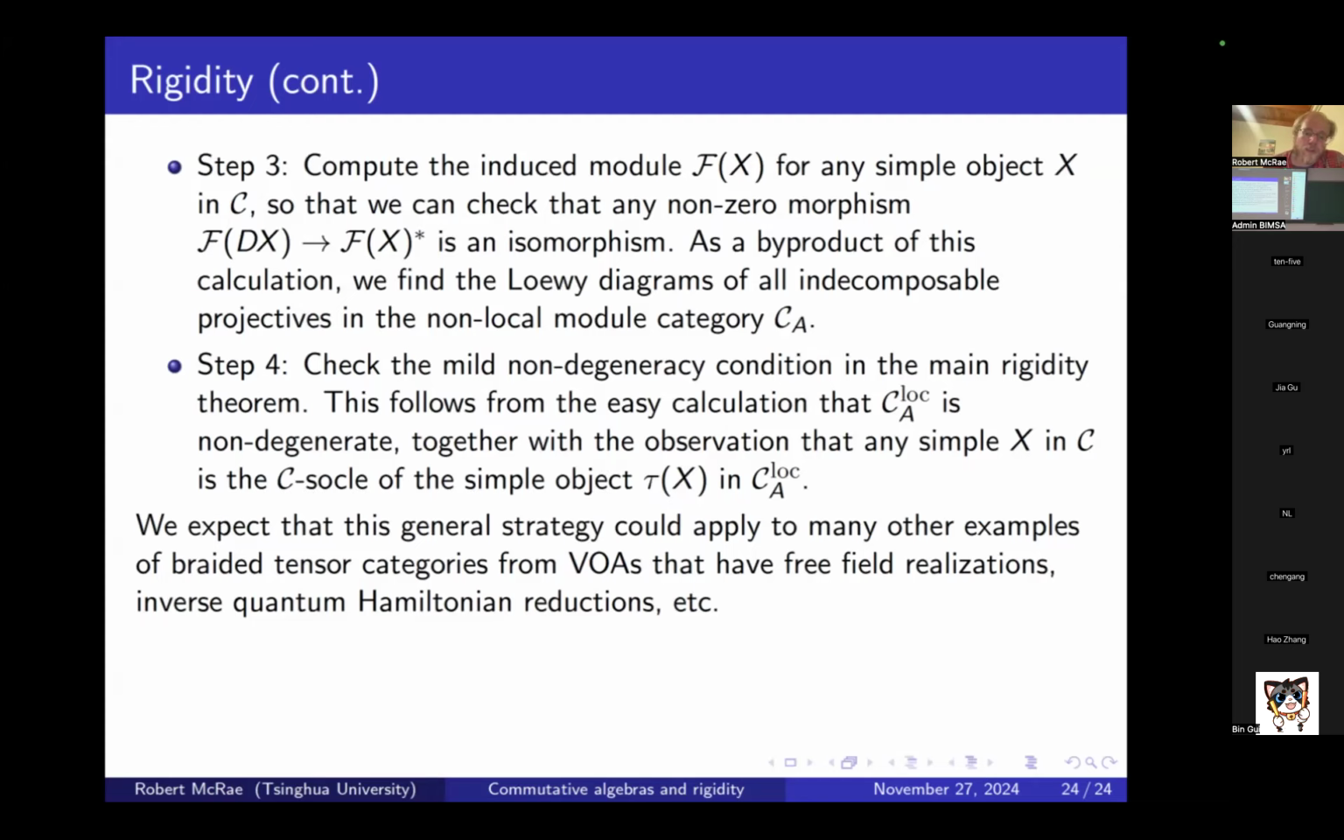These results that we have could also be useful in the direction of proving that these braided tensor categories are equivalent to quantum group categories. So we're hoping that there will be quite a few applications of these ideas, and that's all for my talk. So thank you.